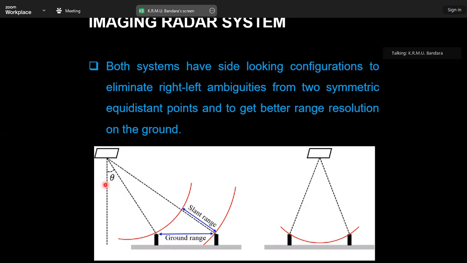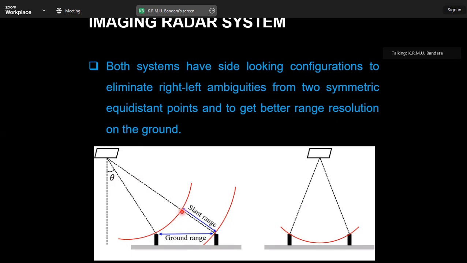This angle is called the look angle, measured from the perpendicular to the looking direction. This is the range now. This range is called the slant range because of the side looking. But the image is in the ground range, while the recording is in the slant range.